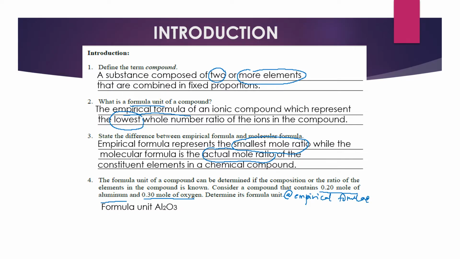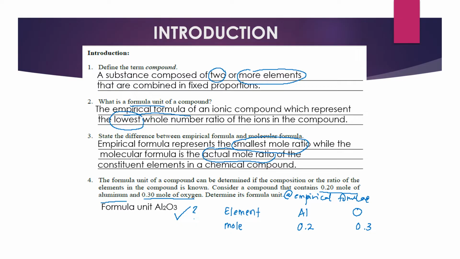Okay, now we want to determine the empirical formula of this compound, and the answer is Al2O3. How do we get this answer? First of all, you have to construct a table. The first row is element. The compound here contains the elements aluminium and oxygen. The second row, you include the mole of the element. Aluminium, you have 0.2, while oxygen, you have 0.3.